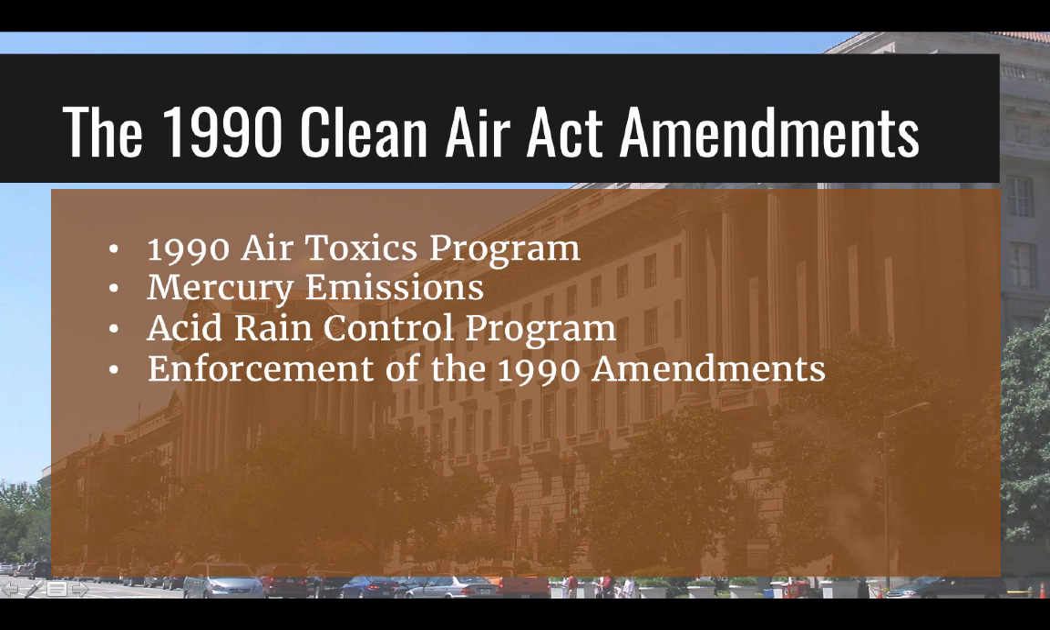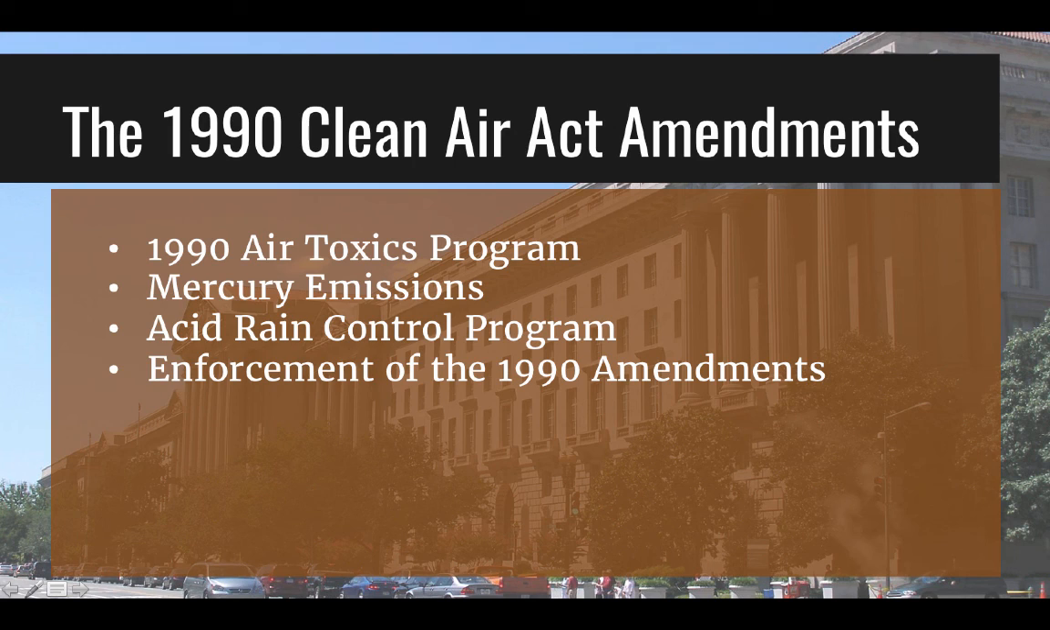This mercury rule was struck down in 2008 by the Federal Court of Appeals in New Jersey v. EPA as a violation of the Clean Air Act. In 2011, the Mercury and Air Toxic Standards, MATS, established air pollution controls for mercury and other toxics.